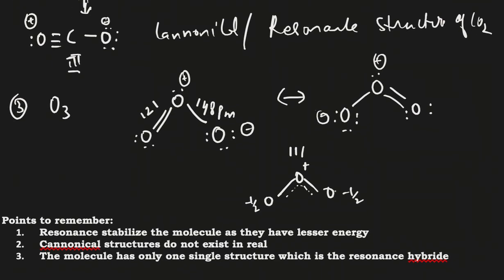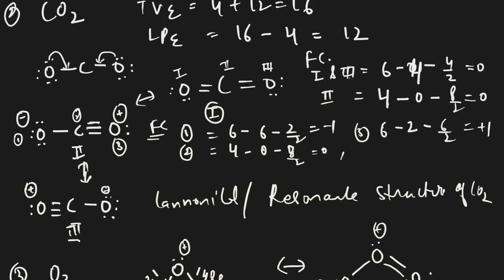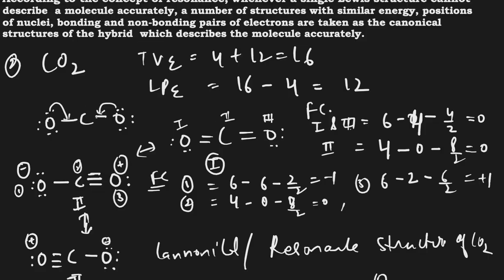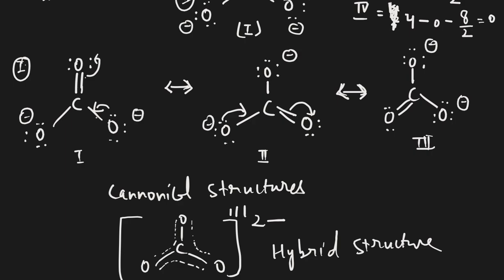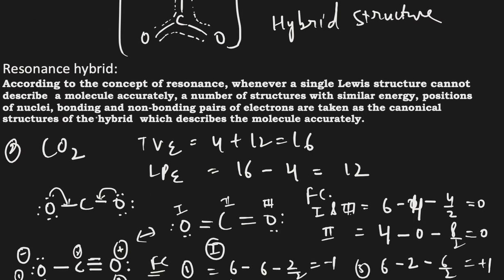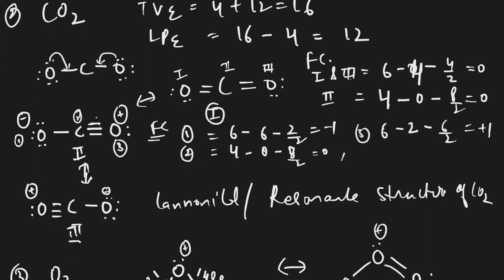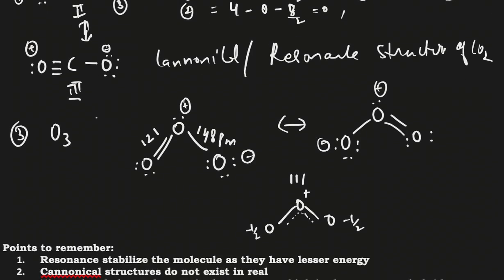Let's quickly go through some of the very important points that you must remember. First, resonance stabilizes the molecule. In the case of ozone, only two canonical structures were possible, right? In the case of carbon dioxide, 3 canonical structures were possible, right? In the case of the carbonate ion, 3 canonical structures were possible, and there are chances that in other molecules more than 3 are possible. So the higher the number of resonance structures or canonical structures, the better the stability of the molecule.